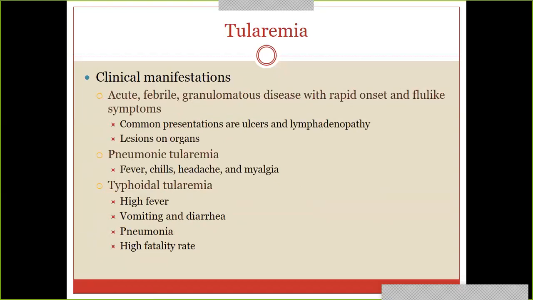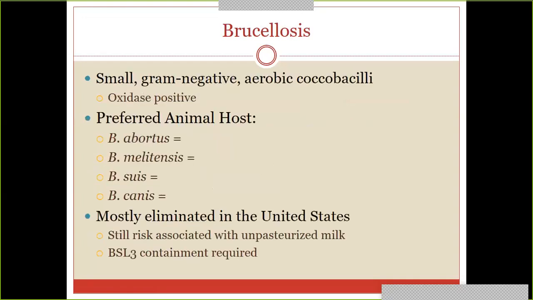So tularemia will cause what they call acute granulomatous disease with rapid onset and flu-like symptoms. It is definitely one that we've discussed with bioterrorism. So it can cause ulcers, lesions on the different organs within you, and it can have a couple different forms. You have pneumonic, so if you were to inhale this, it could be in the lungs, or you have the typhoidal, which also does involve vomiting, diarrhea, pneumonia, and a high fatality rate. So that's why they love it for bioterrorism. But because it is passed by animals, it is a zoonotic infection.